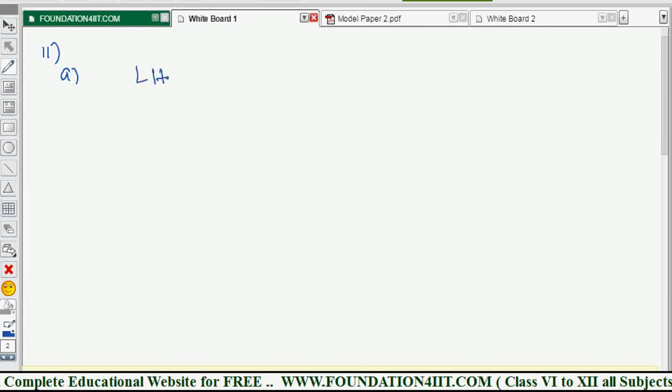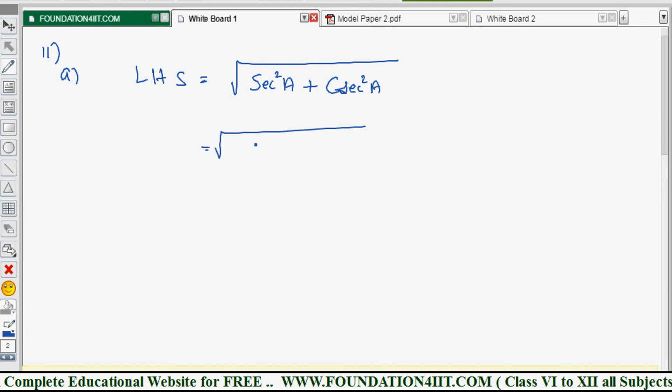So take LHS, so that is given square root of sec square A plus cosec square A. So we'll use the trigonometric formulas in this. And if you apply square root of, we need to convert into tan and cot, right? So sec square A formula in terms of tan is 1 plus tan square A. So we should know the formulas. And cosec square A is 1 plus cot square A. Okay, these two from sec square A plus cosec square A.